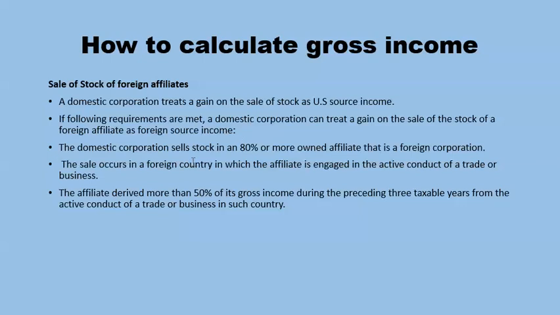The domestic corporation sells stock in an 80% or more owned affiliate that is a foreign corporation. The sale occurs in a foreign country in which the affiliate is engaged in the active conduct of a trade or business. The affiliate derived more than 50% of its gross income during the preceding 3 taxable years from the active conduct of a trade or business in such country.